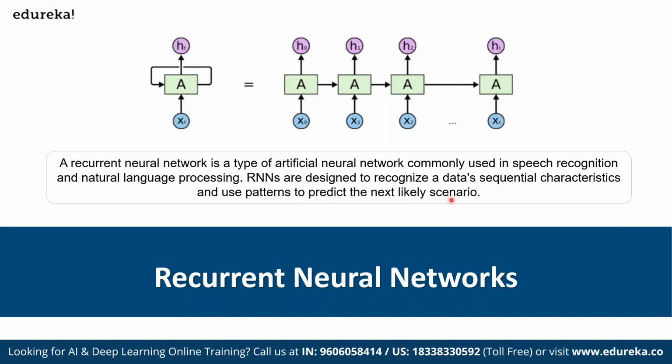RNNs are designed to recognize a data's sequential characteristics and use patterns to predict the next likely scenario. So this is a big difference between the models which do computer vision and the models which do NLP. NLP works on sequential modeling. This is exactly what a recurrent neural network shows: whatever information you give as input to your network, to your machine, that information cannot be finished here. You need to pass it on to the next instance, and then to the next instance. This is what is known as a recurrent neural network.